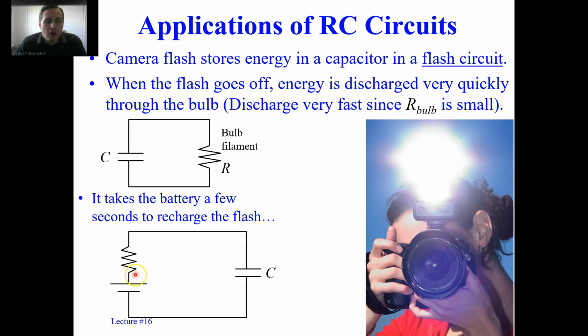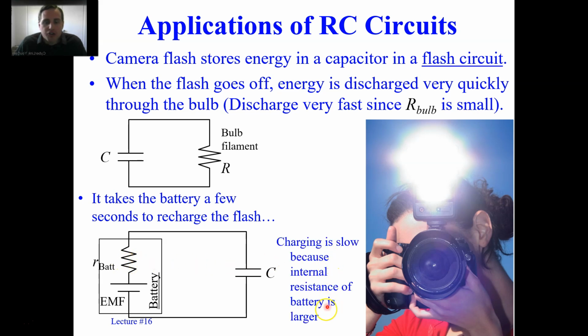Now it takes the battery a few seconds to recharge for another flash. So if you have a battery, a resistor, and a capacitor, notice that the battery has some internal resistance. The charging is slow because the internal resistance of the battery is going to be much larger than the light bulb resistance. Real batteries have real internal resistance, so it takes a little while to charge that capacitor before you take another flash photograph. You can't just take one flash photograph after the next if you're using a camera or, let's say, a smartphone. It takes a little while to charge that capacitor again.